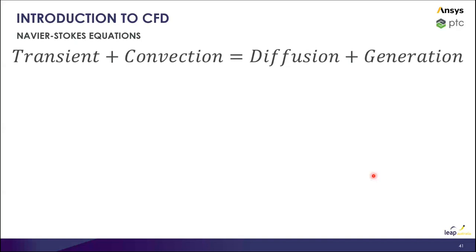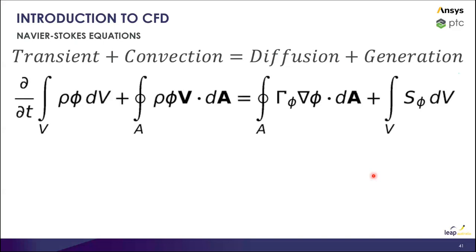I like to think of it as a couple of chunks, right? We've got a transient term, a convection term, a diffusion term, and a generation term. The transient term is looking at the unsteady nature of the actual flow. The convective term is capturing the bulk motion of the flow. The diffusive term is looking at things like viscous flows, so if you've got things like buoyancy. And the generation or removal term is used if we're generating or removing certain materials.